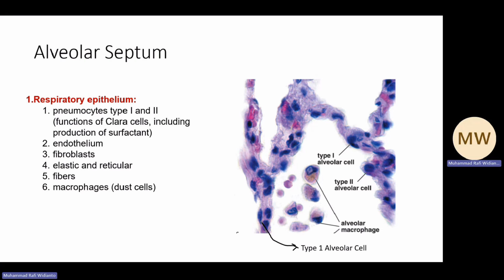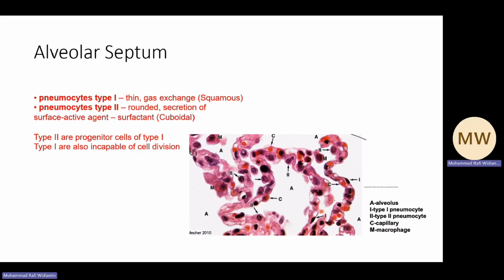And moving on to the next slide. Again, more with the alveolar septum, but here I just highlighted the structural differences. In type 1, it's more squamous shaped. So if you were to see a slide and it's more squamous, that would be type 1. And type 2 is more of a cuboidal shape. Type 2 cells are also progenitor cells of type 1, and type 1 cells are incapable of cell division.